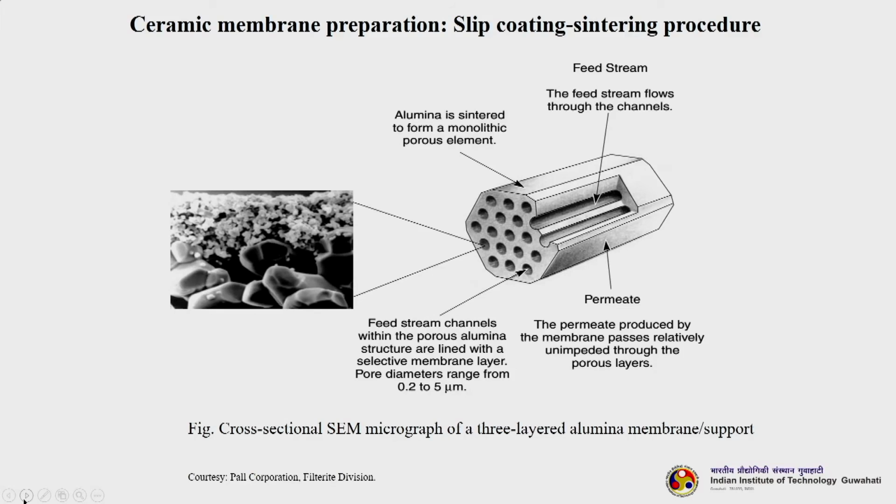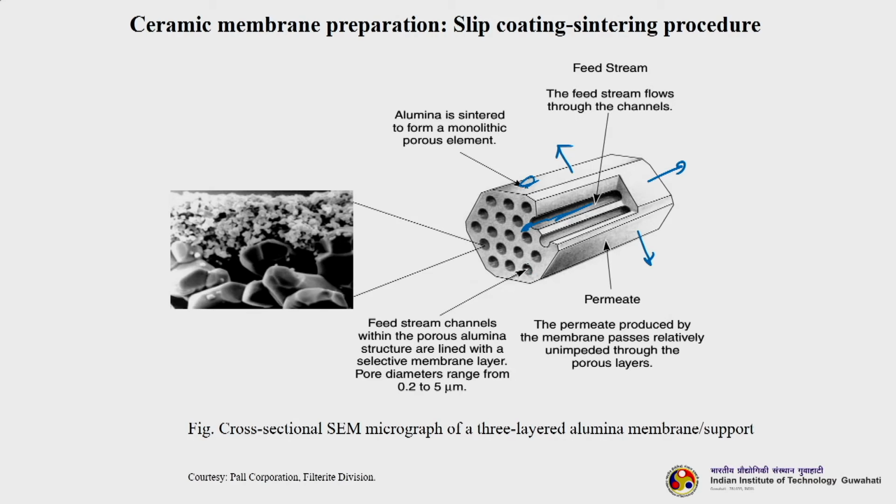You can see this figure of the ceramic membrane which is prepared using the slip coating sintering procedure. Okay. Here the alumina, okay, which is sintered to form a monolithic porous element, okay, and here the feed is flowing. Okay. This is the lumen, you can call it a lumen, through which are the channels, many people call it channel, through which the feed is flowing. Okay. Permeate is coming out from here in this direction, right, from here also. So, feed stream channels within the porous alumina structure are lined with a selective membrane layer.